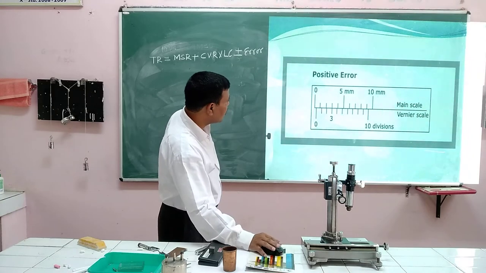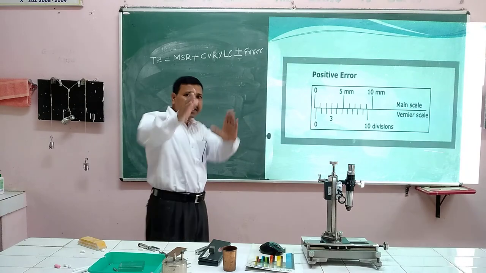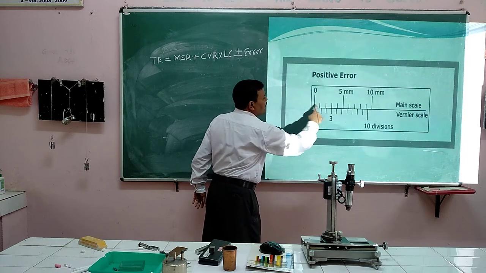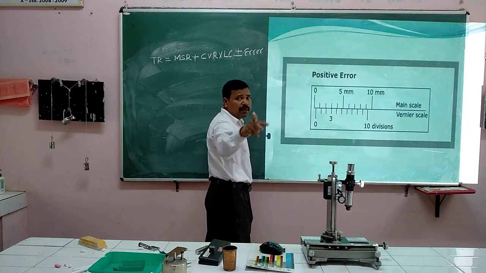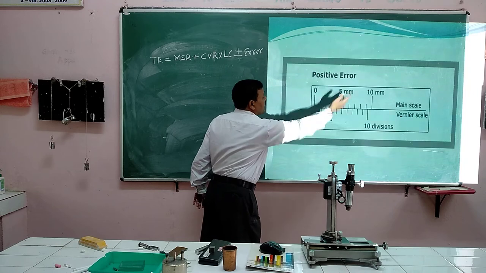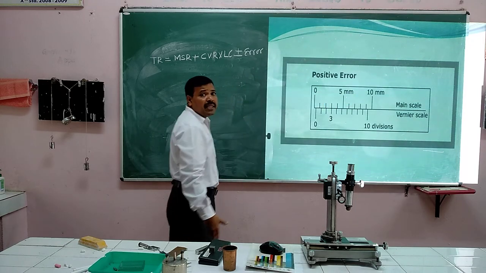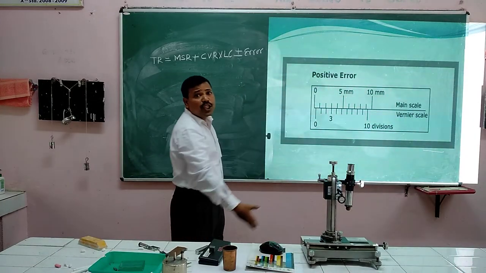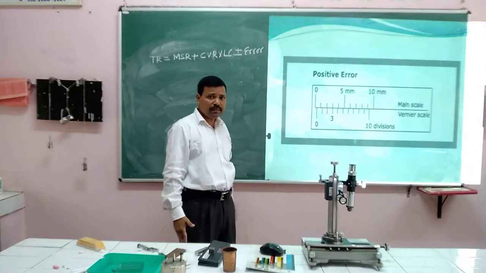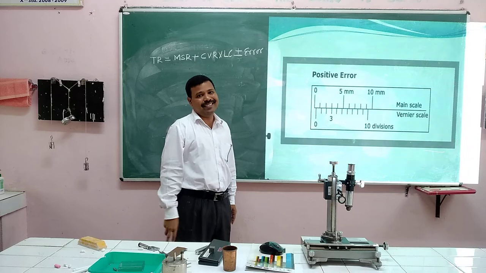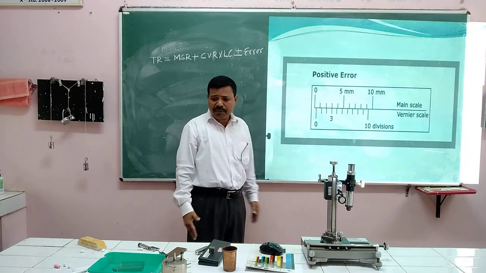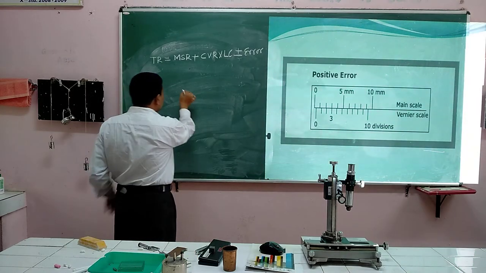Fine. Look at the next one. Positive error. What is positive error? If the zero of the vernier scale lies on the right side of the zero of the main scale, I repeat, zero of the vernier scale lies on the right side of the zero of the main scale, in that situation, this instrument has positive error. And this positive error should be subtracted from the measured value to get the actual value. Now let us try to find out the error of this instrument. Fine. How to find out this positive error?